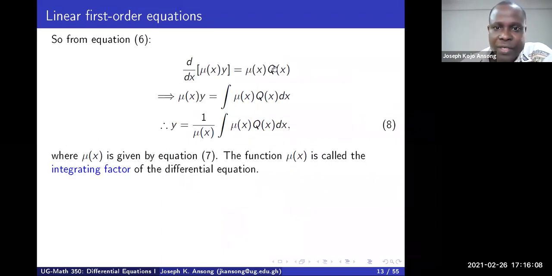So from equation 6, which I'm repeating here, I can integrate both sides, and I'll have mu of x times y equal to the integral of mu of x q of x dx. I divide through by mu of x, and I'm going to get this. As long as I know mu of x, and q of x is known, if I'm able to integrate this, I have a solution to the differential equation. Once again, that mu of x is called the integrating factor.